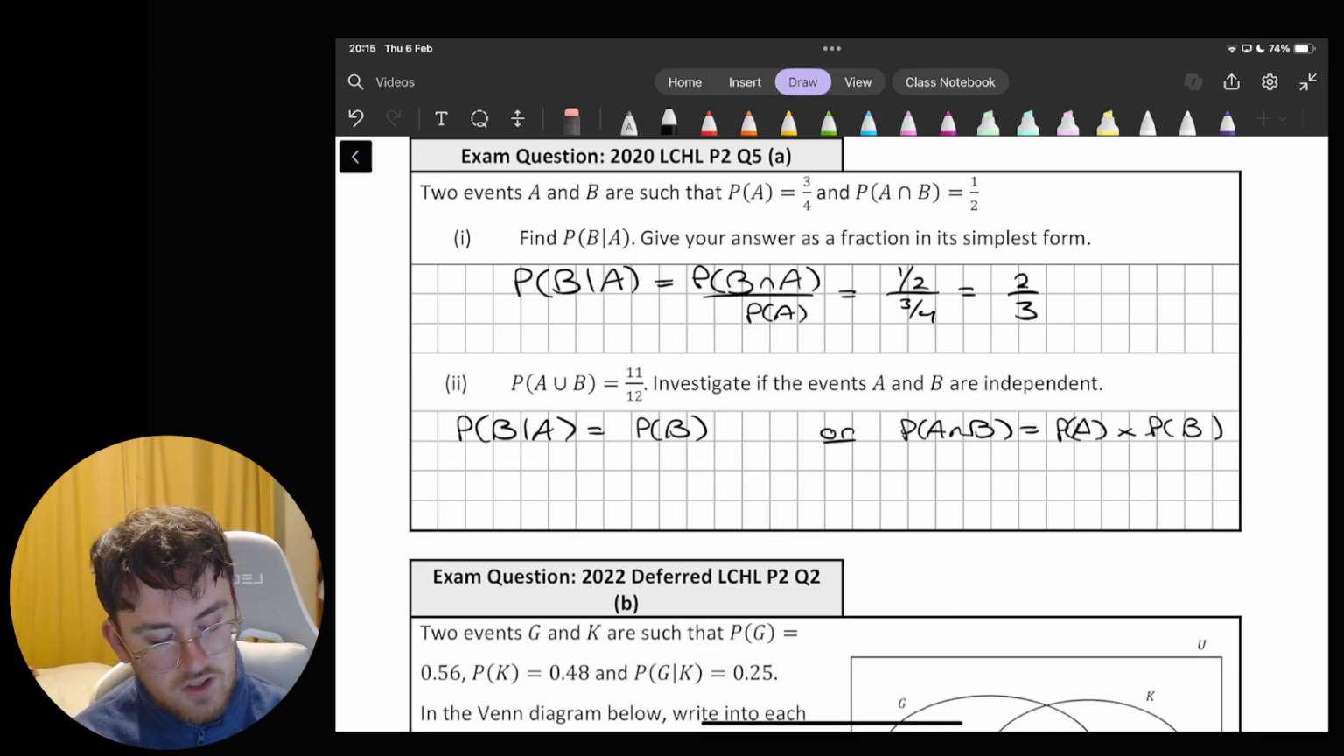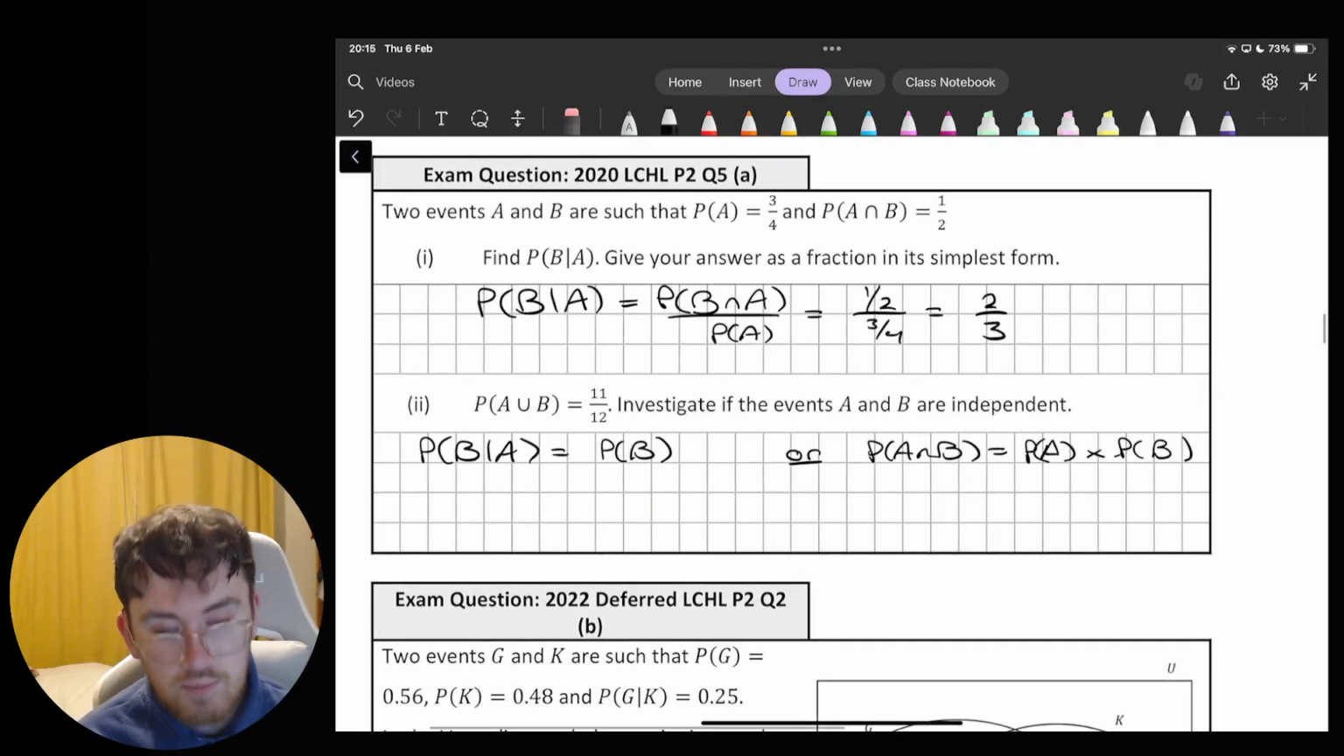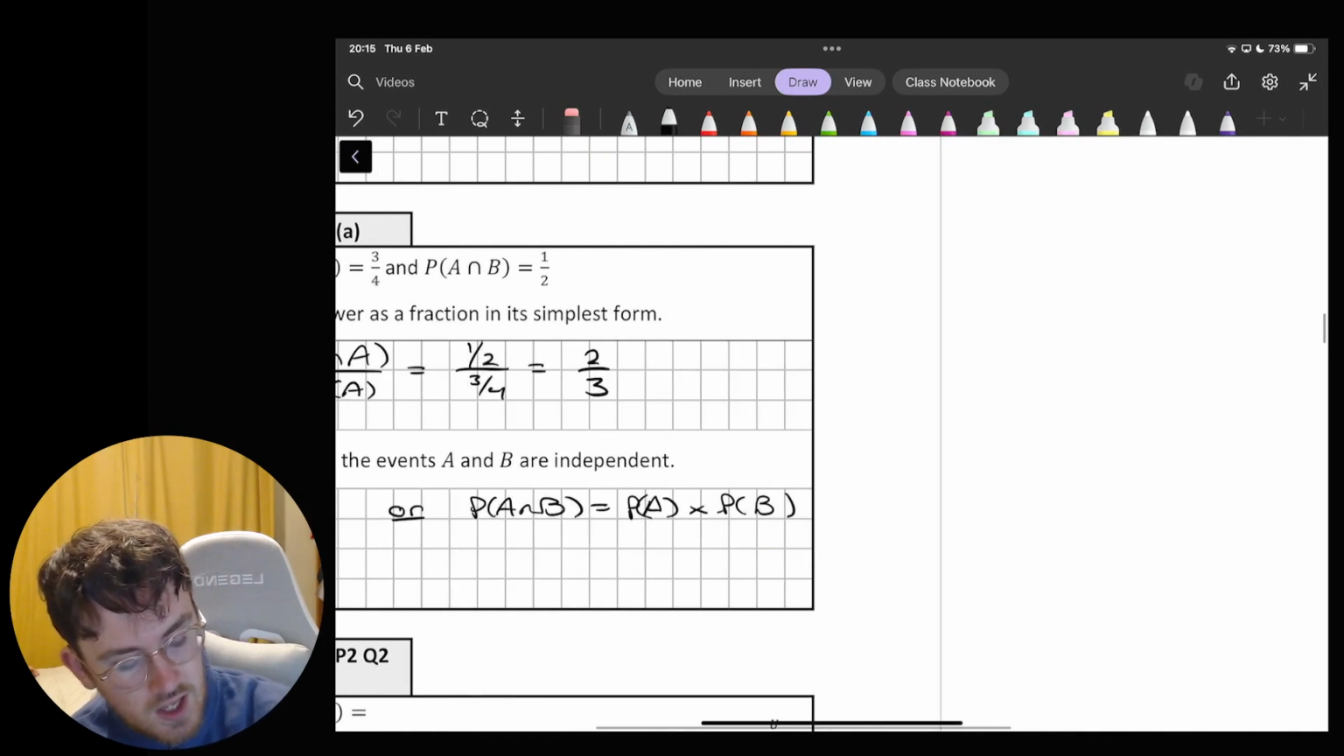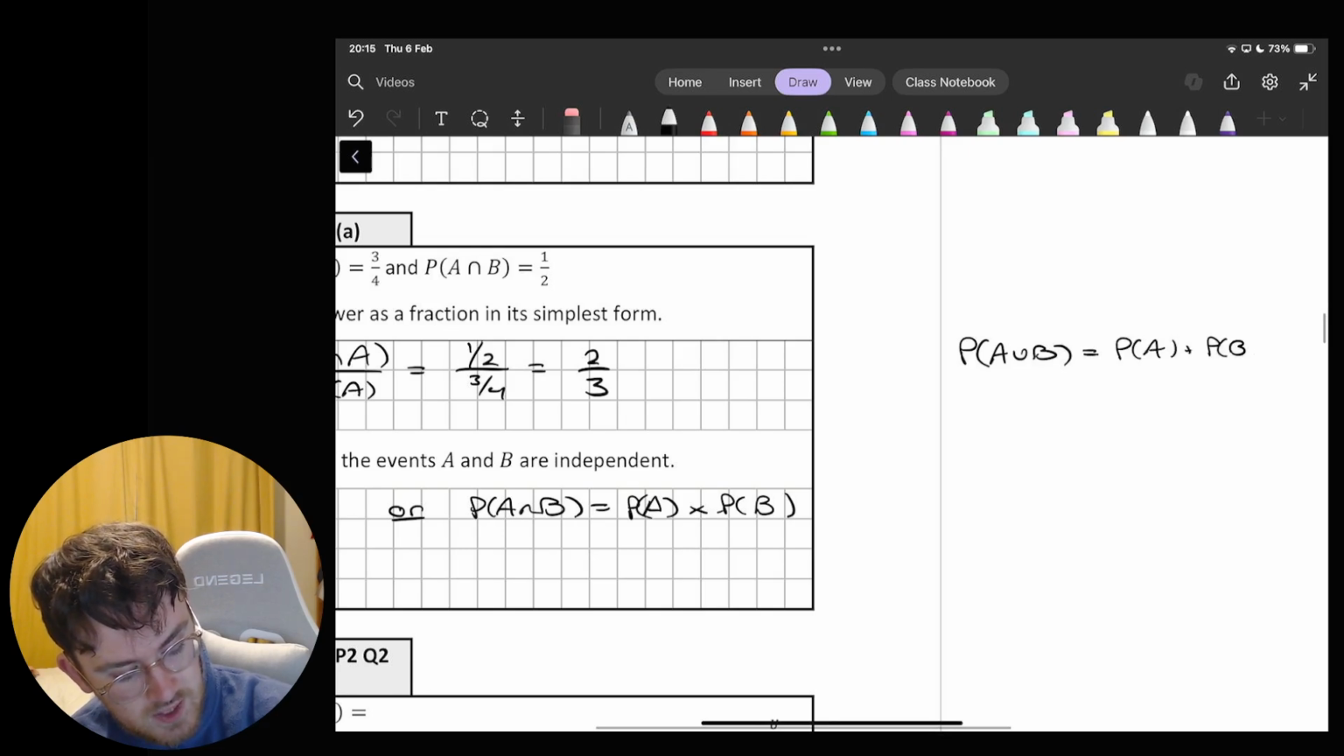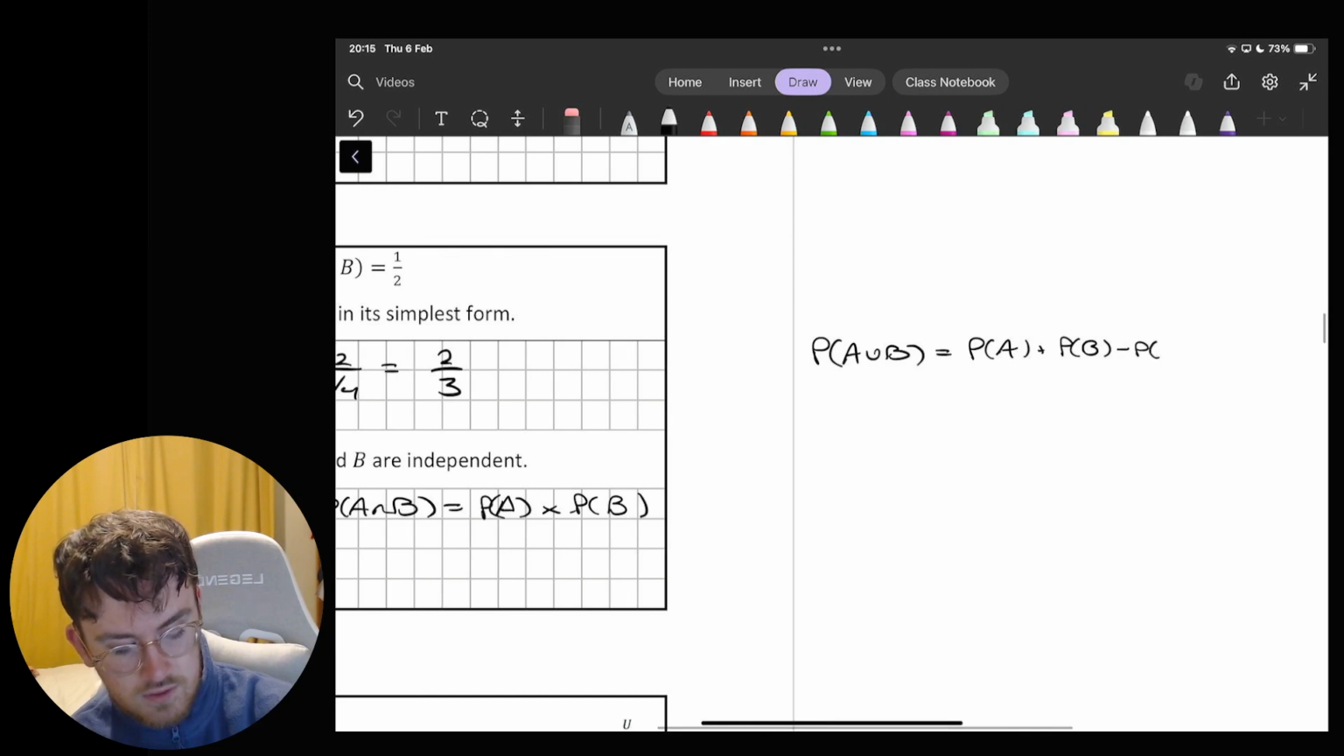Okay, so let's have a look at that one here. Do we have enough information to consider this one? Well, we don't actually know what the probability of B is, which I suppose is a bit of an issue here, so we might want to work that out. The probability of A union B is the probability of A plus the probability of B minus the probability of both. That comes from our addition rule here.